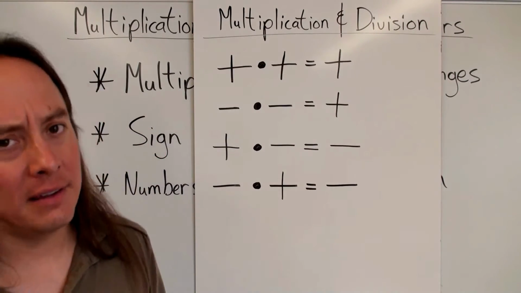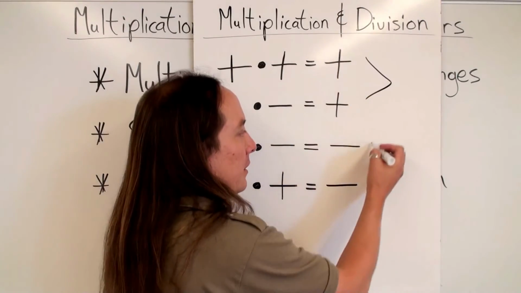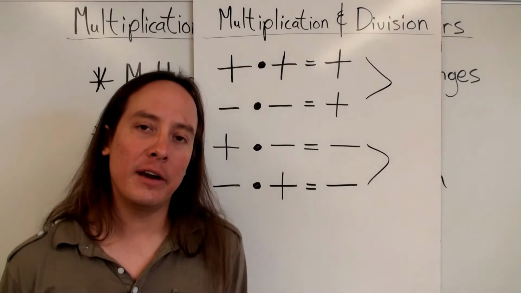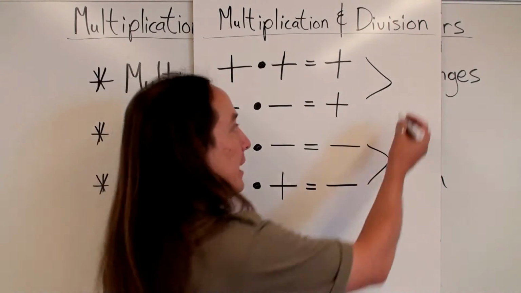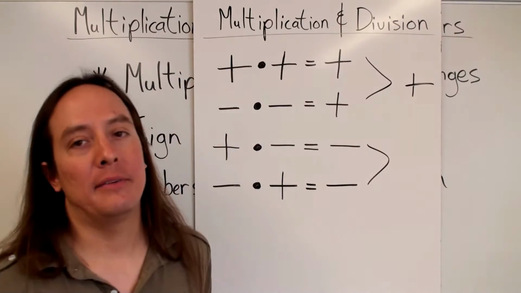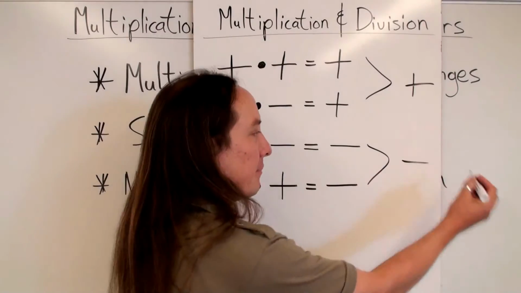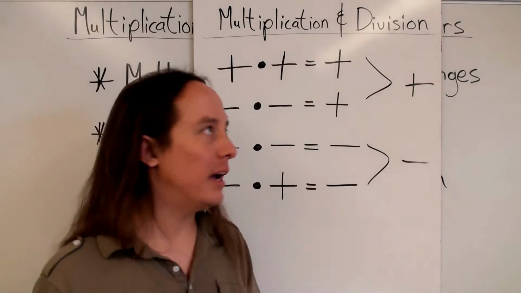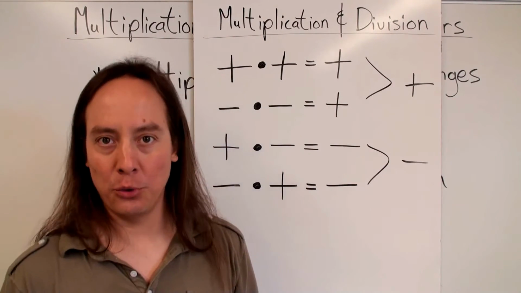Now, some people think of this as 4 rules, but really, I think there's just 2 rules. In other words, when I'm multiplying or dividing, and both my signs are the same, I get a positive. And if I'm multiplying or dividing, and my signs are different or opposite, I get a negative. Okay? So try to simplify it in your mind by thinking of it as just 2 basic rules.